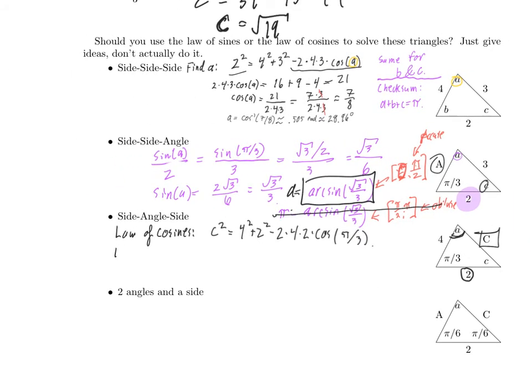So you can use the law of sines to get A, right? Because you write down sine of A divided by 2 equals sine of pi over 3 divided by c, which you now know.